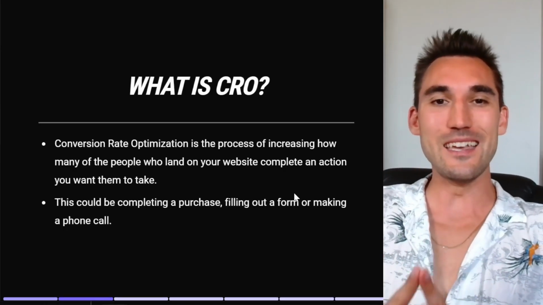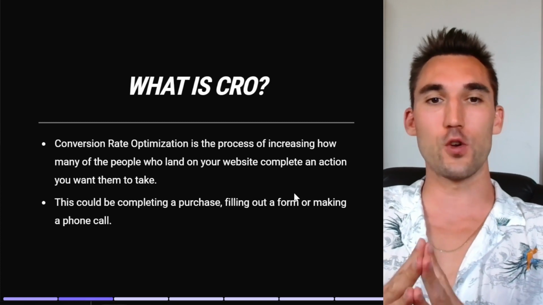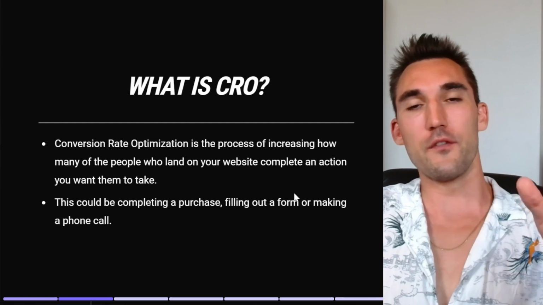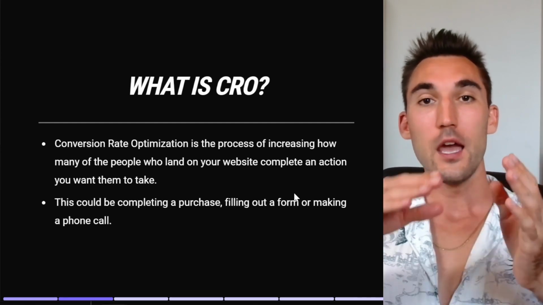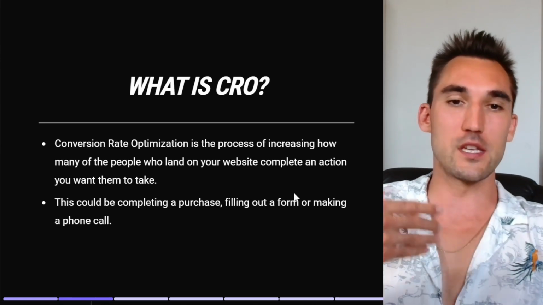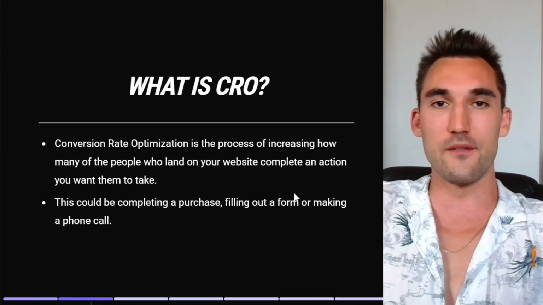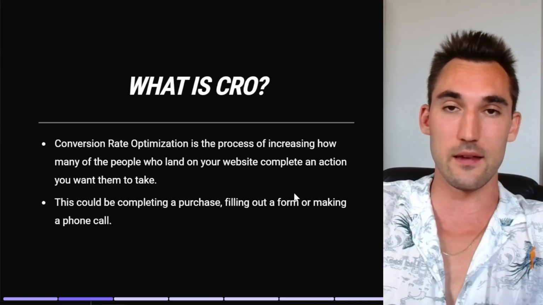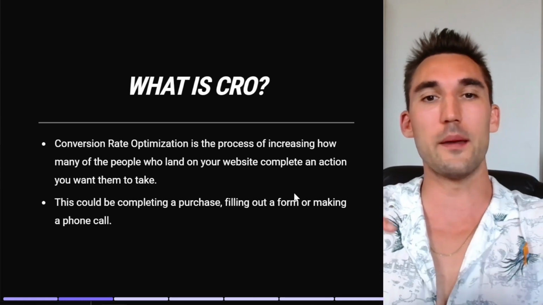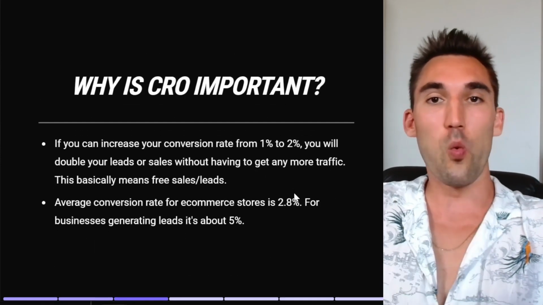What exactly is CRO? So CRO stands for conversion rate optimization, and it's the process of increasing how many of the people who land on your website complete a particular action that you want them to take. So for example, this could be a purchase or filling out a form or making a phone call by clicking a phone number. It's optimizing to get as many people as possible who are already on your website to take those actions.